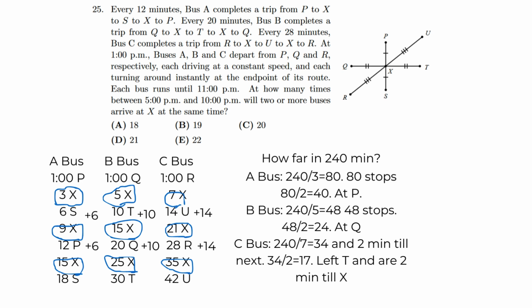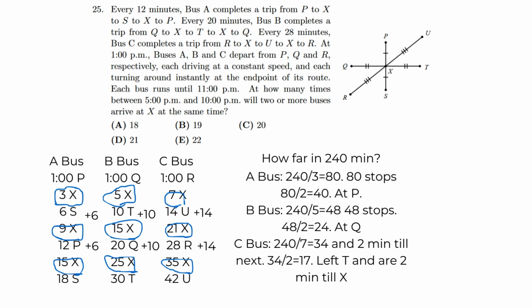Now we know the patterns. Look at all the times bus A reaches X: 3, 9, 15. You may have noticed it's going up by 6, starting at 3: 3, 9, 15, 21, 27. Bus B, starting at 5, adds 10 each time: 5, 15, 25, 35, and it goes on. Bus C is also similar: 7, 21, 35, going up by 14 every time. So we already know the pattern. We've mastered it.